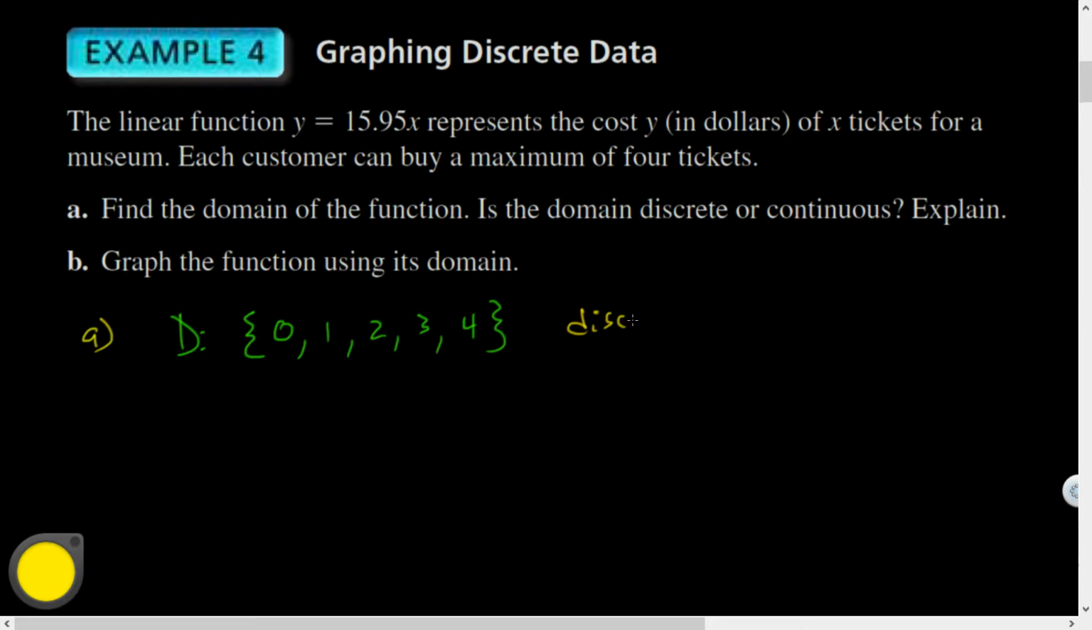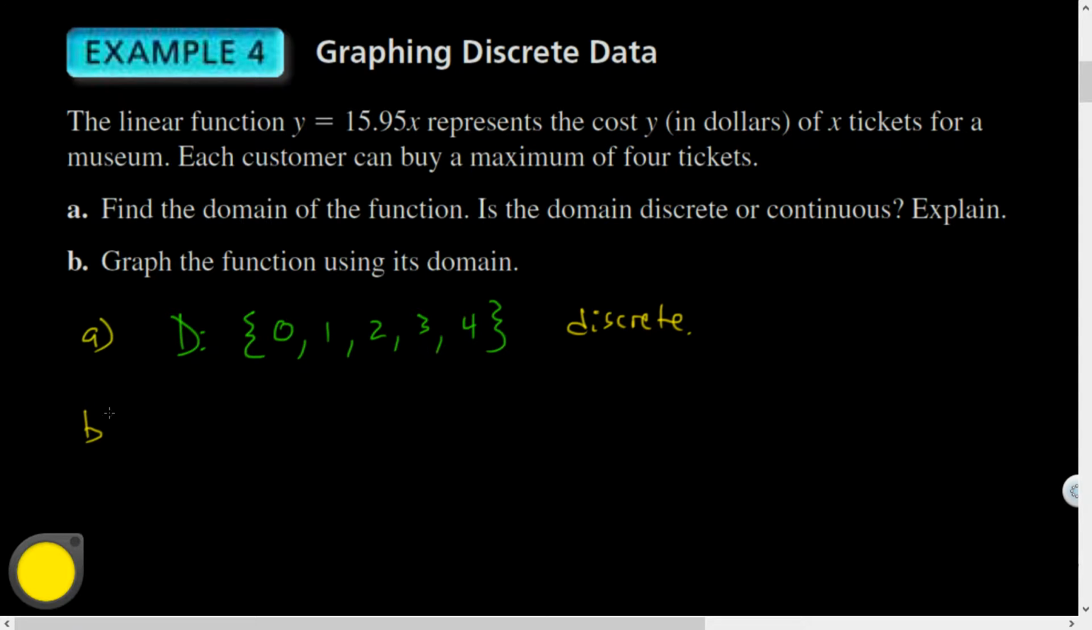Discrete. So depending on the problem that I'm solving, I've got to figure out, is it discrete or is it continuous? And my explanation verbally is because I can't buy fractions of museum tickets.